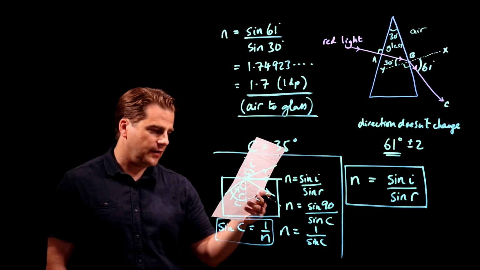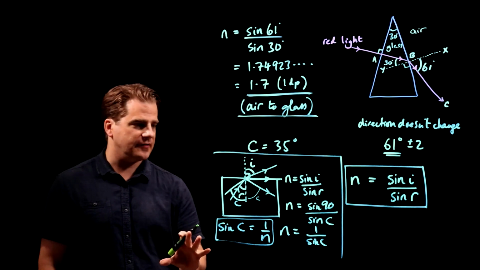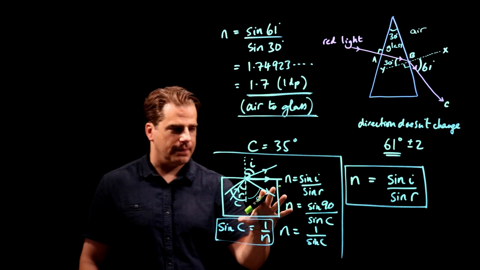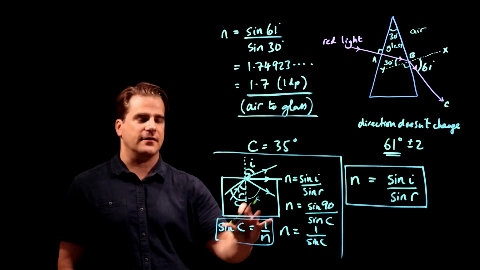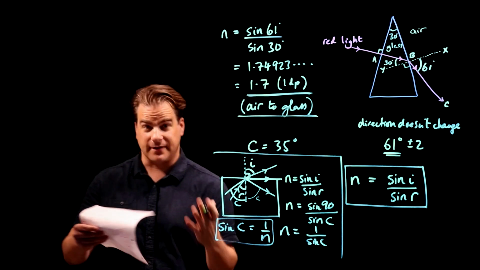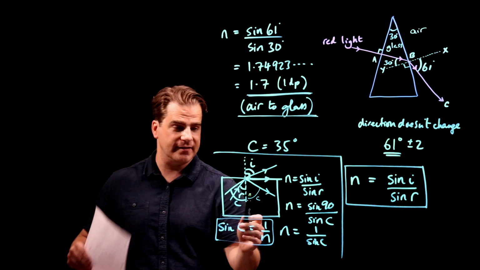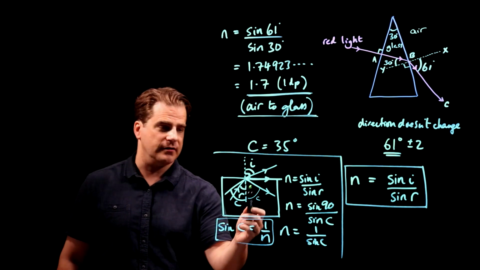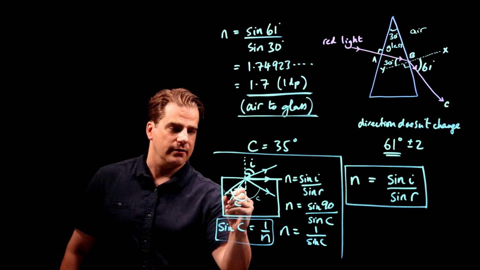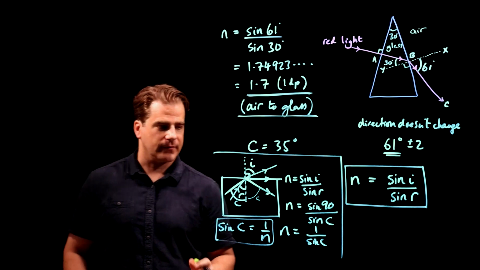At angles inside the glass greater than C, total internal reflection occurs. I just wanted to state that to finish off, to definitely get the 2 marks. You could write exactly what I just said: at angles inside the glass greater than C, the critical angle, total internal reflection occurs. And that's when this ray is reflected rather than refracted.